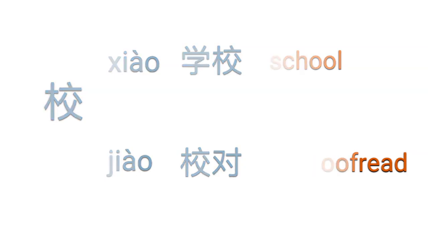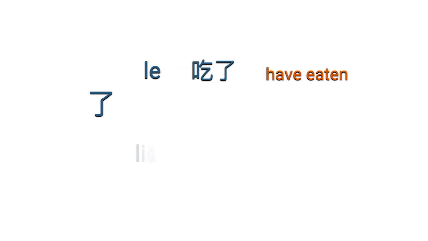The second character we're bringing back today is this one. Before we learned it's pronounced as le, such as in combination 吃了. Its second pronunciation is 了. The example given for this pronunciation is 了不起.